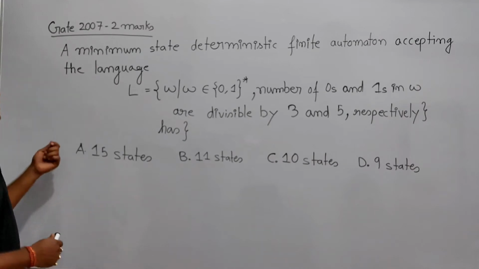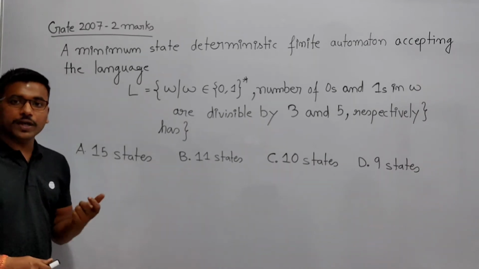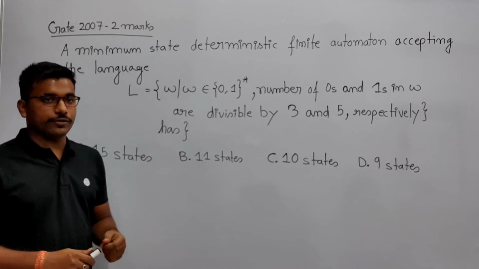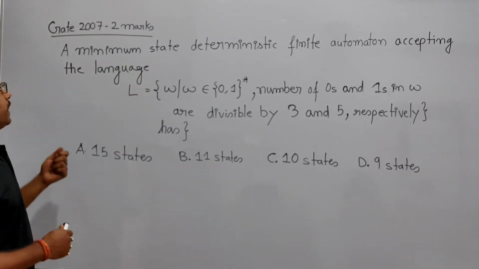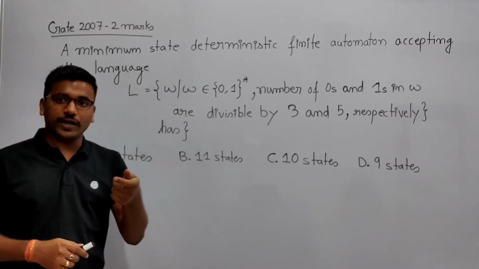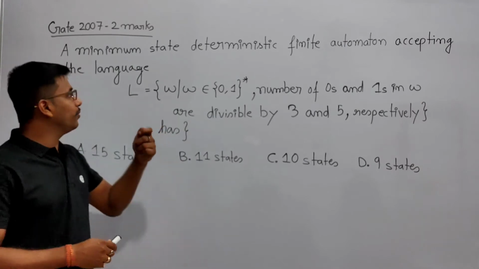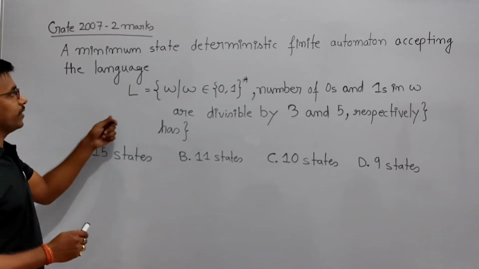Now see, GATE 2007 question for 2 marks they have asked. Okay, this is also based on deterministic finite automata. So a minimum state deterministic finite automaton accepting the language. So the minimum state means for deterministic finite automata that is minimal.